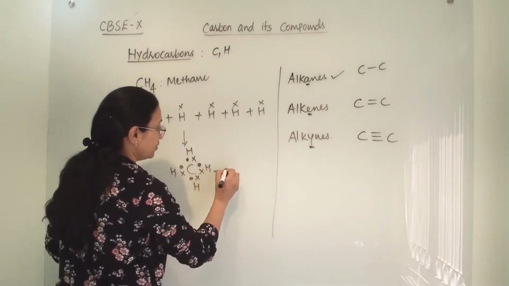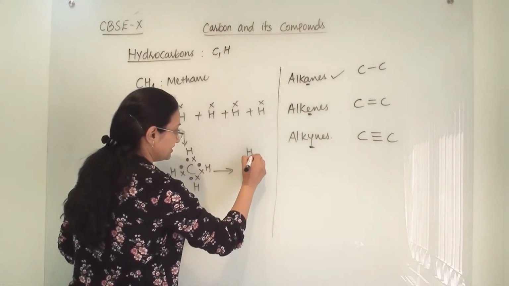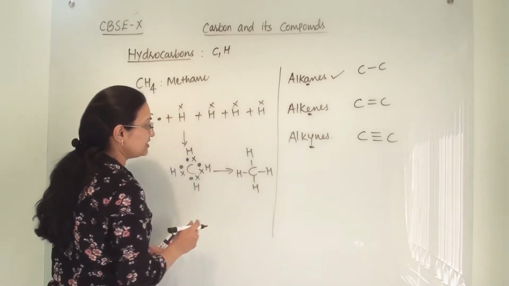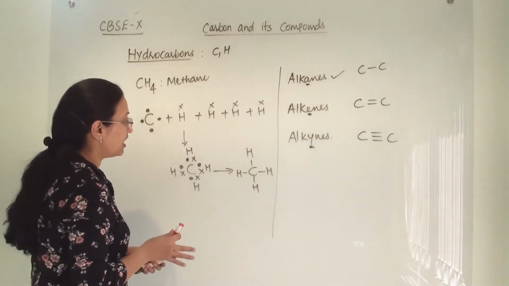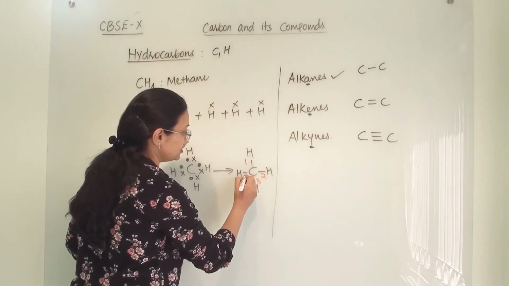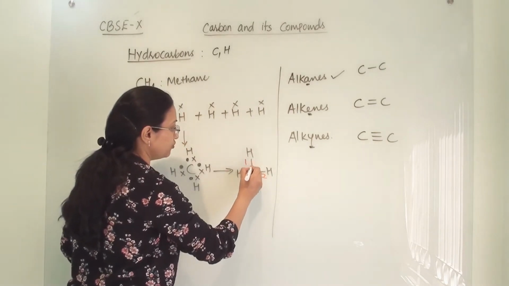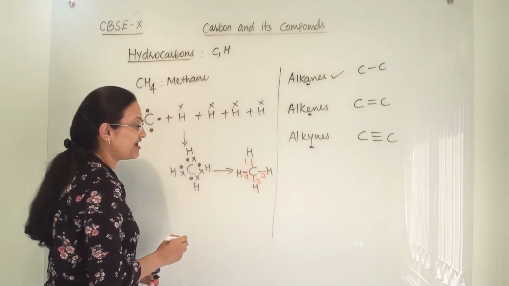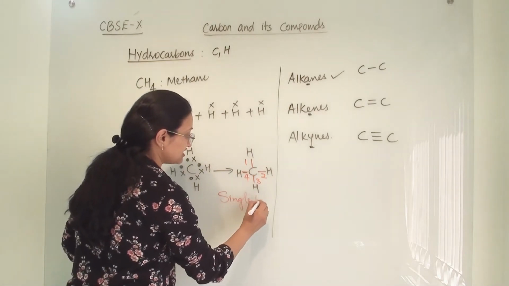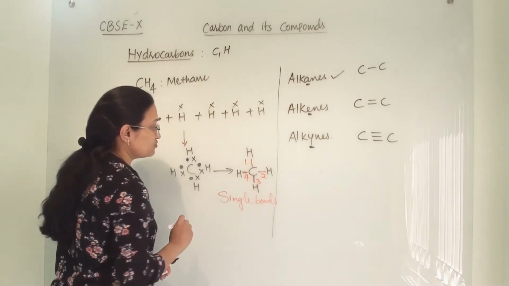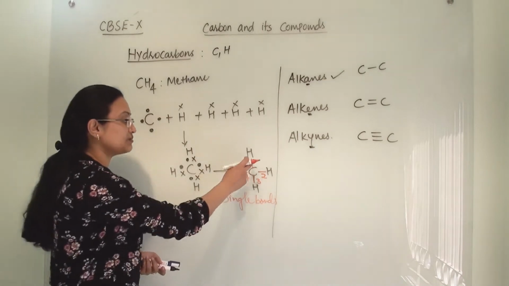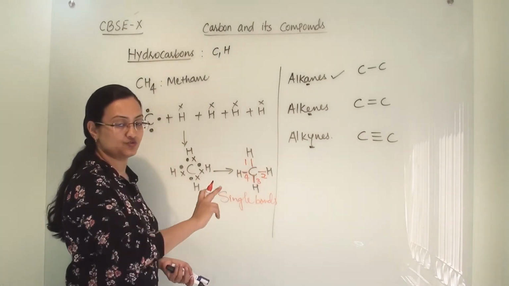So with one carbon there are 4 different hydrogens. How many covalent bonds is one carbon forming? 4 covalent bonds: 1, 2, 3 and 4. All 4 are covalent bonds and they are single bonds. So in methane there are 4 single bonds, and in turn carbon's tetravalency is satisfied.